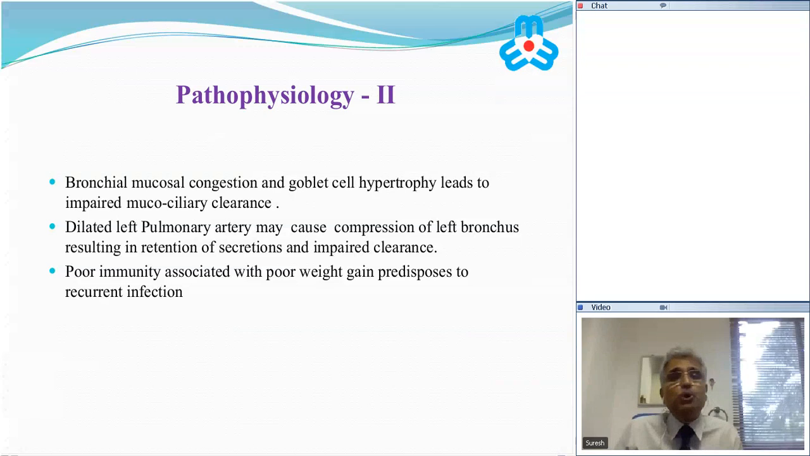The bronchial mucosal congestion and goblet cell hypertrophy leads to impaired mucociliary clearance. Dilatation of the left pulmonary artery compresses the left bronchus. Remember, the left bronchus is hyparterial, below the left pulmonary artery. So it is very vulnerable to compression, especially in infancy when it is short on cartilage. It results in retention of secretion and impairment of mucociliary clearance. And as I mentioned earlier, poor weight gain, poor nutritional status in children is associated with poor immunity, and this also predisposes to recurrent infection.